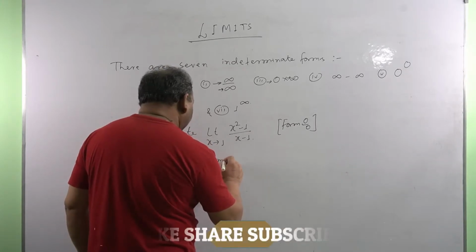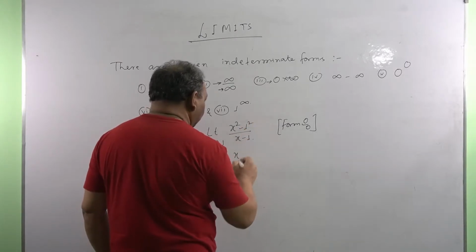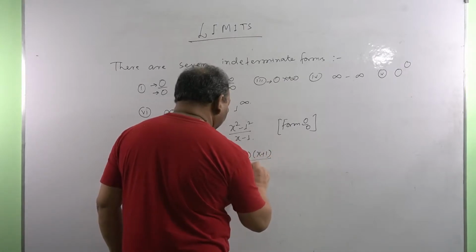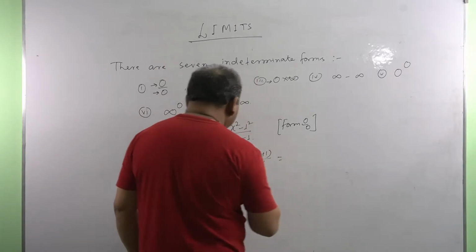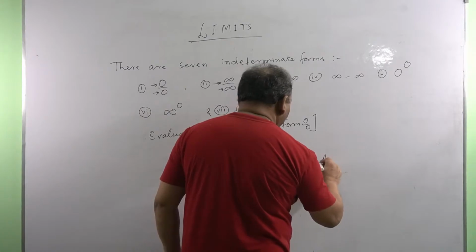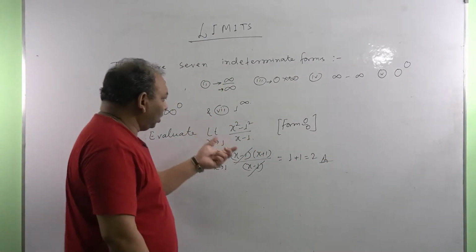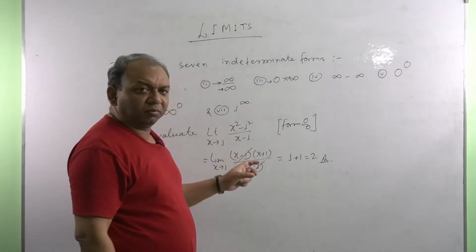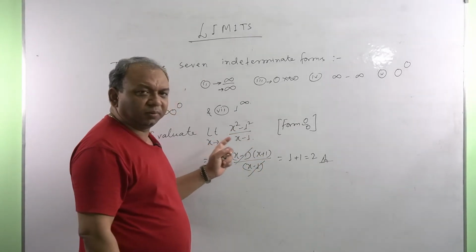So after factorizing, x square minus 1 means x square minus 1 square, which is (x minus 1) into (x plus 1) divided by (x minus 1). The (x minus 1) cancels out, and then substitute x equal to 1. So 1 plus 1, that is 2. 2 is the required answer of this limit. But the value of this limit is not exactly 2, it is just approaching 2, either from left or from right, when x approaches 1 either from left or from right.